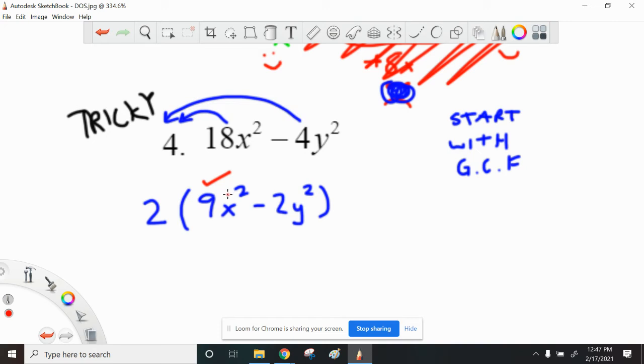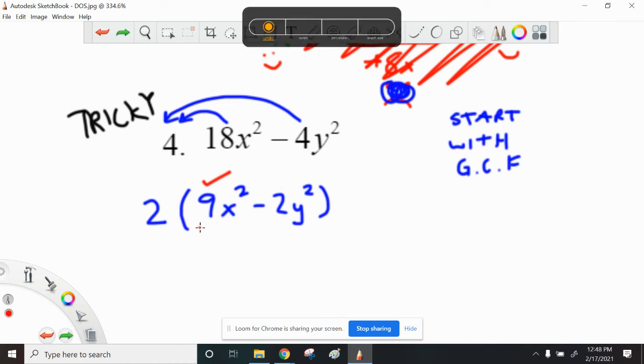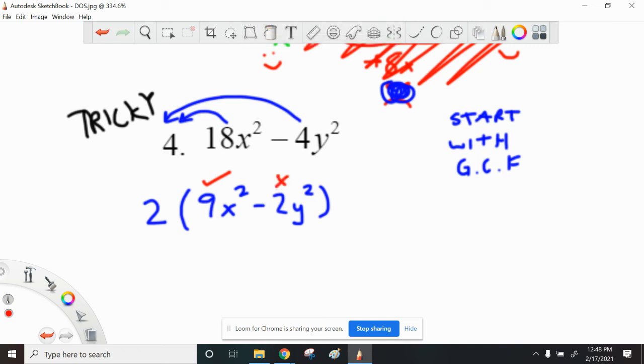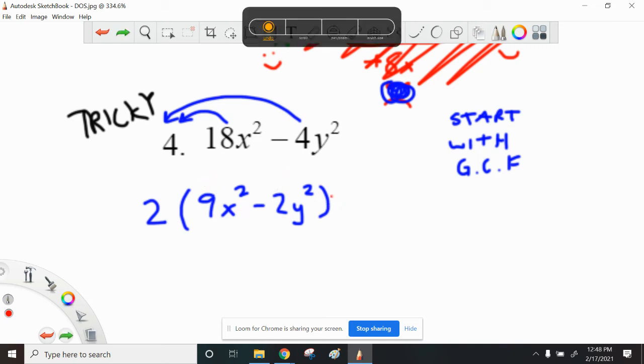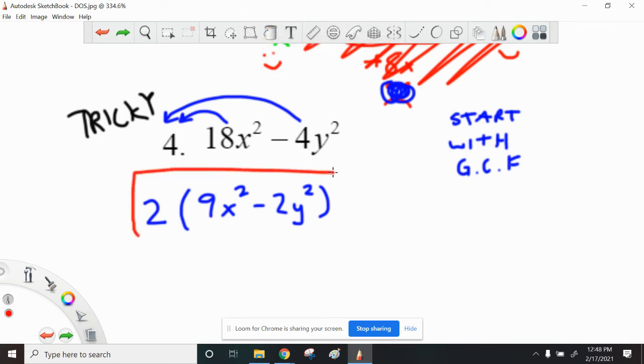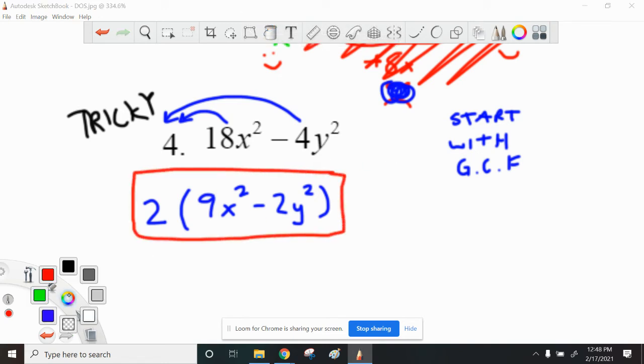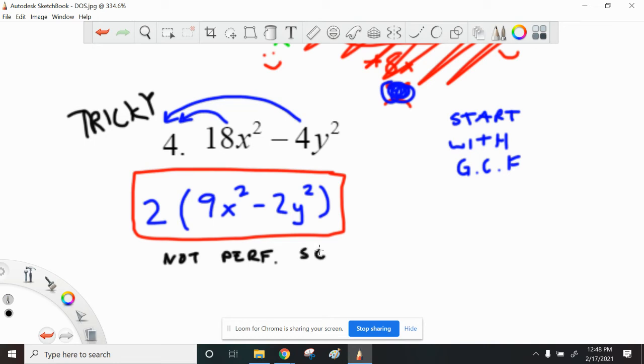Have you found a problem, though? Yeah, we had an issue, right? We fixed the 18, but now our 2 is broken. Now 2 is no longer a perfect square. And so at the end of the day, this is it. This is all you can do. Basically, there's nothing else that we can do to try to fix this, okay? Not perfect squares. Nothing we can do.